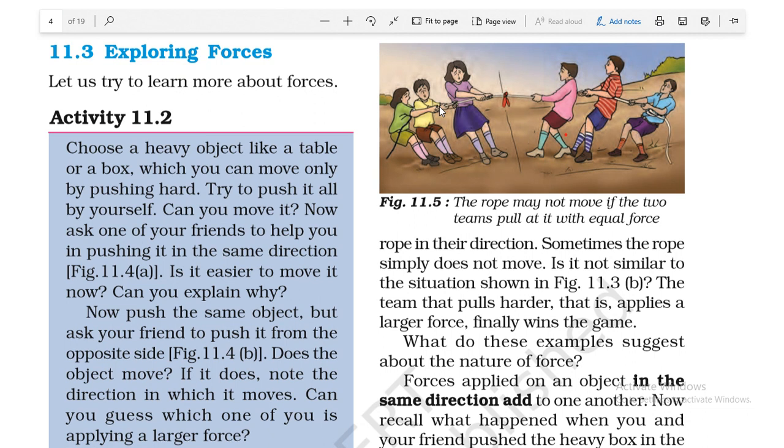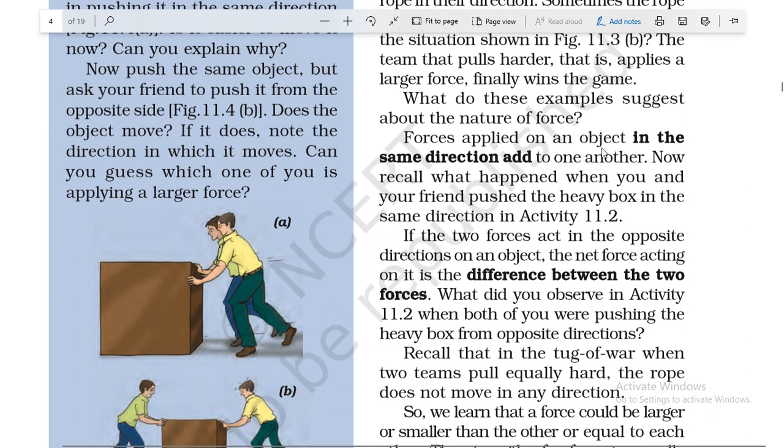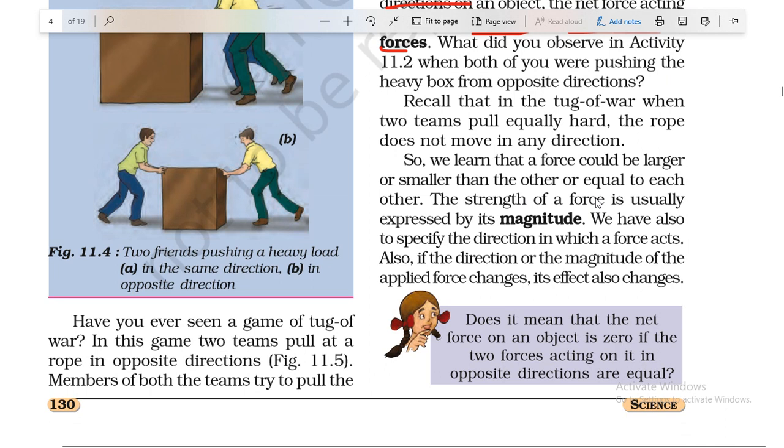Students, in the last session we completed the topic exploring forces. We saw that if forces are applied on an object in the same direction, they add to one another, and if they are applied in opposite directions, then the resultant or net force is the difference between the two forces. The strength of a force is usually expressed by its magnitude, and we know that magnitude means the numerical value. So we have discussed these things in the last session.